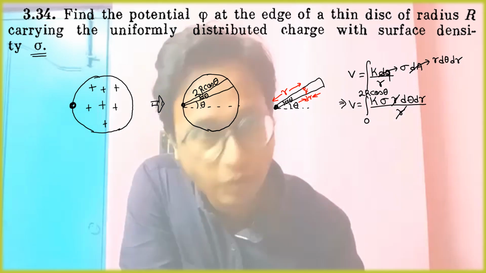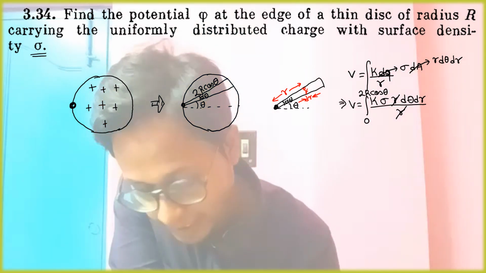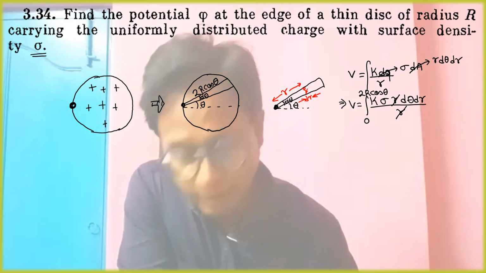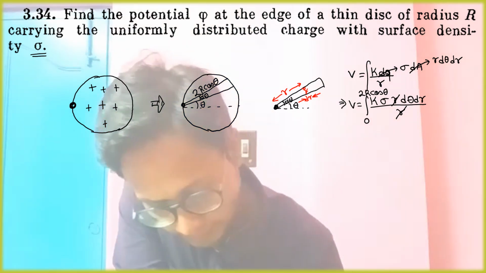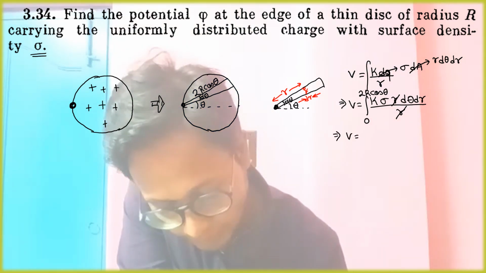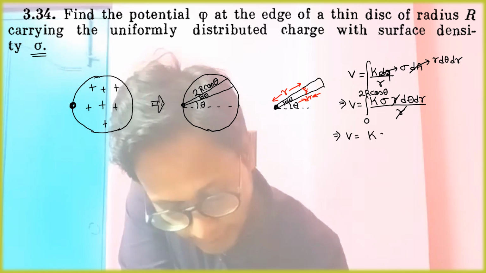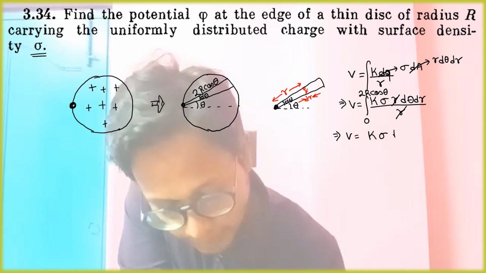Just try it out for the homework. Take an elemental ring and try to do the same thing. V is equal to k sigma into d theta.